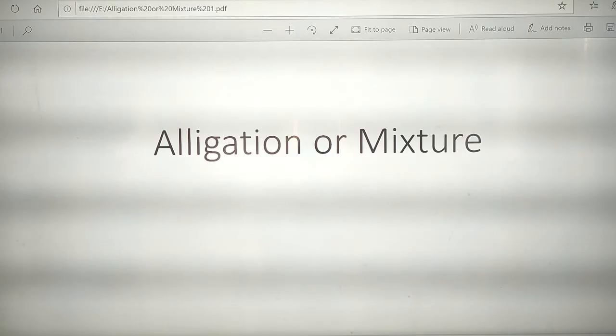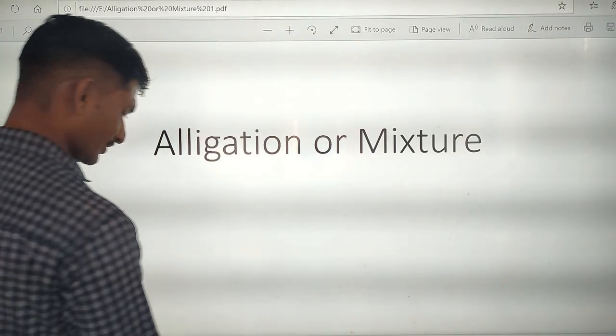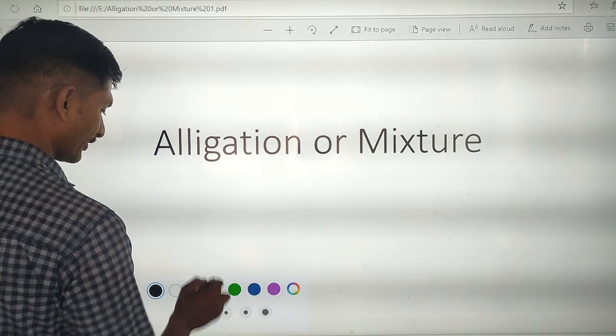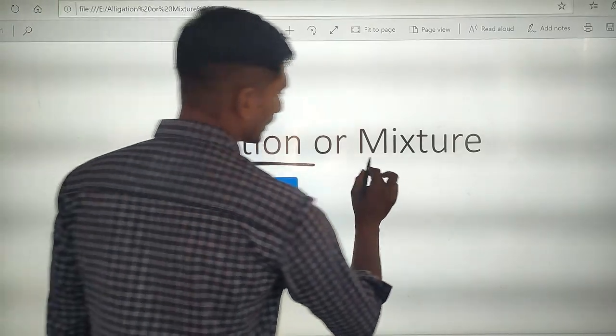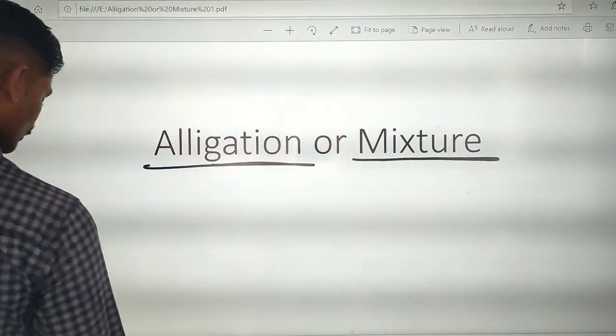Today we discuss the topic of alligation and mixture. Now we will start.